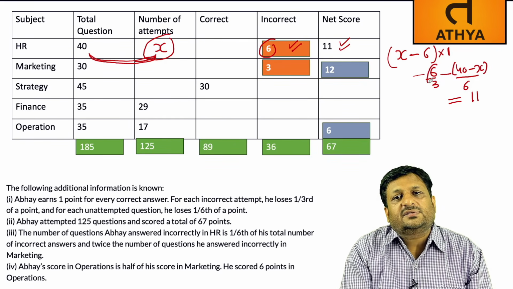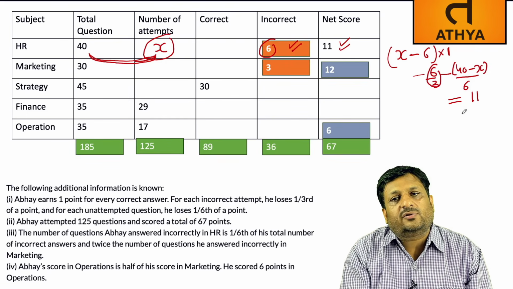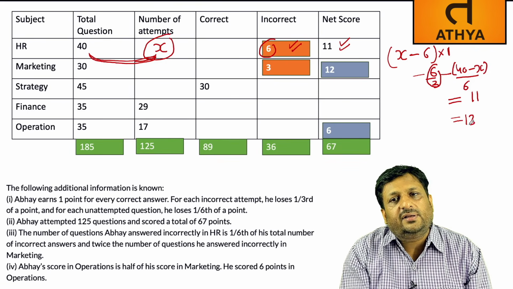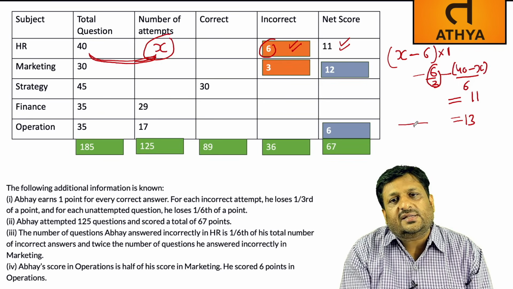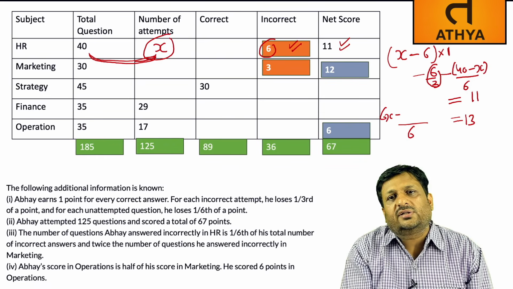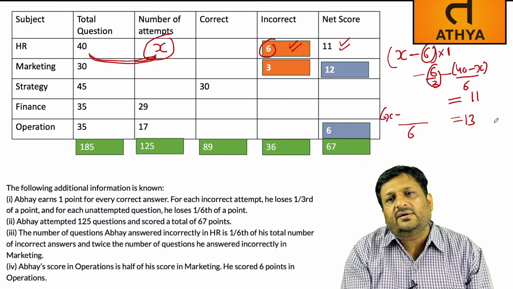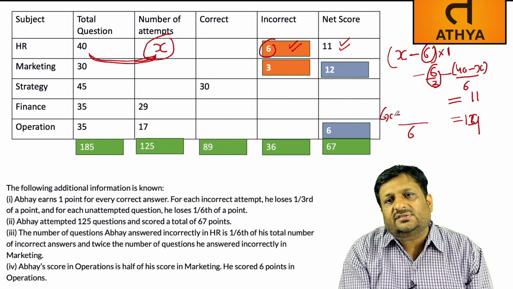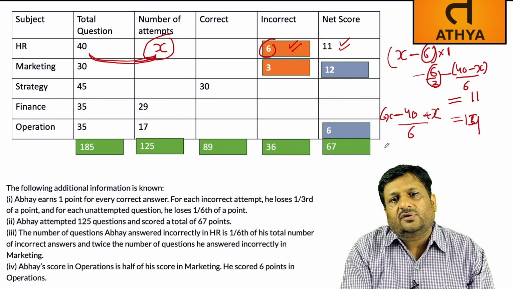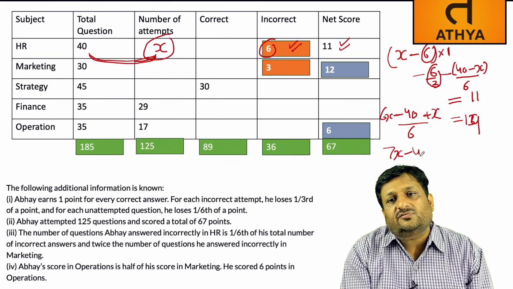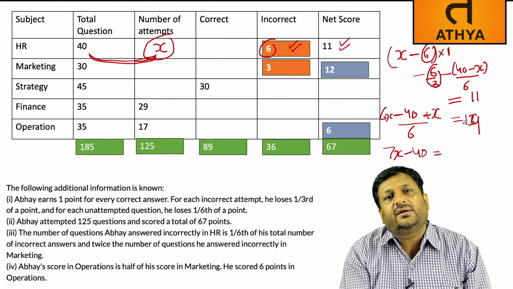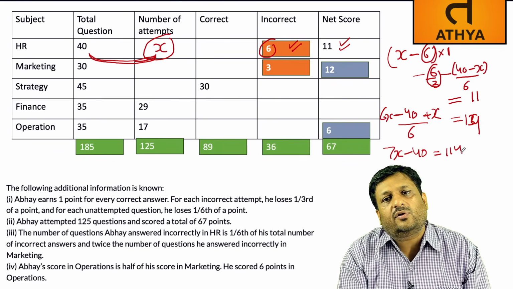This will be 6 by 3, 2, it will come to the right hand side, it will become 13. If I take 6 as LCM, it will become 6x minus 36. Okay, this 6 can also come to the right hand side. So it will become, it will make 90. So 6x minus 40 plus x. So it will make 7x minus 40 is 19 into 6 is 114 if I am not wrong.